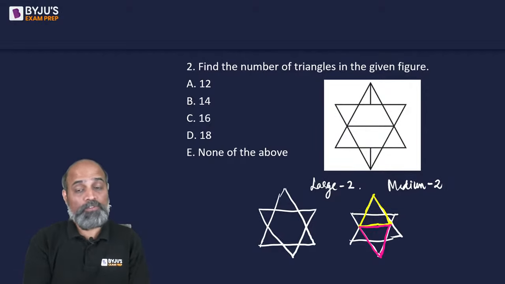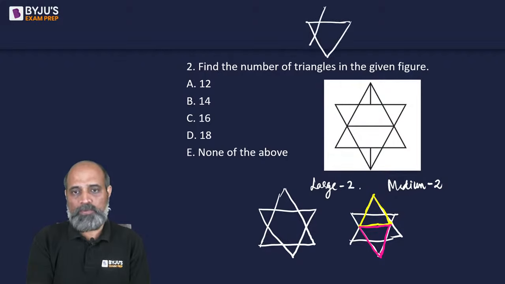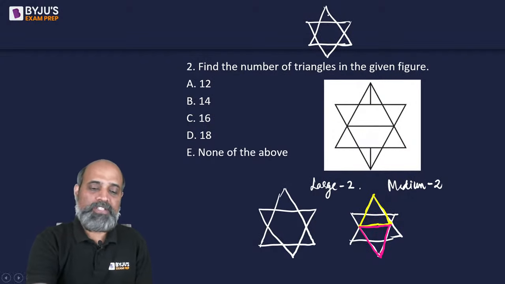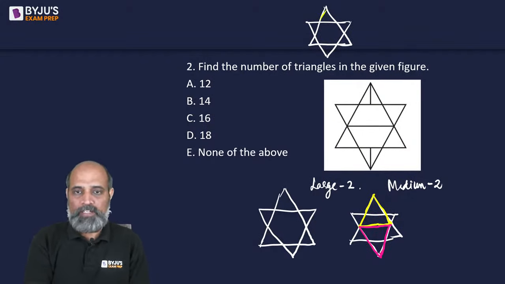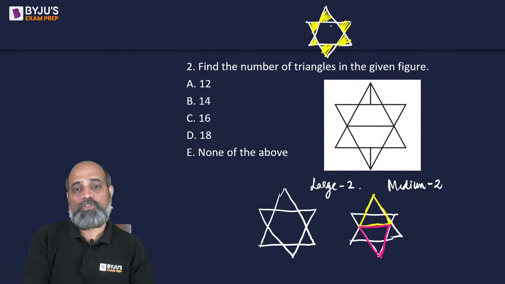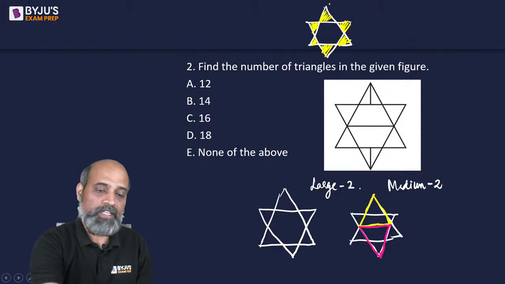Now, once you figured out 2 triangles, then redraw the figure. And now let's count the smaller triangles, because that's what we are left with. So if we count the number of smaller triangles, we are going to have 1 triangle here, another triangle here, another triangle here, another one here, another one here, and another one here, right? So we get further 6 small triangles.